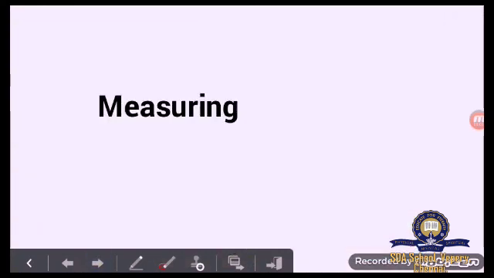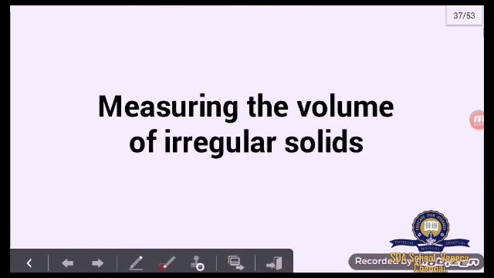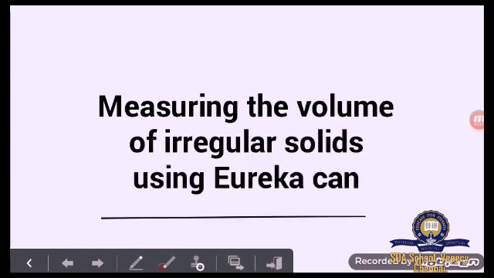Is there any other way to measure the volume of an irregular solid? Yes, there is. There is a can called Eureka can, which we can use to measure. Well, we are using the water displacement method. We need to do the calculation part, right? We need to find the initial volume and the final volume, and we have to subtract it. While using the Eureka can, you need not do any calculation. How?